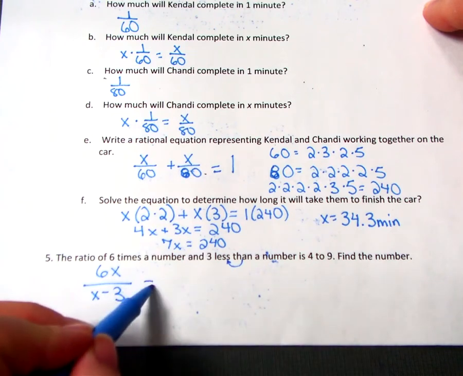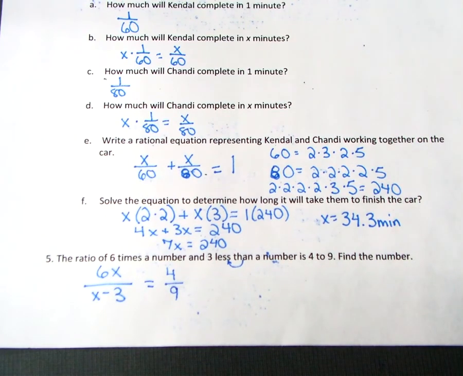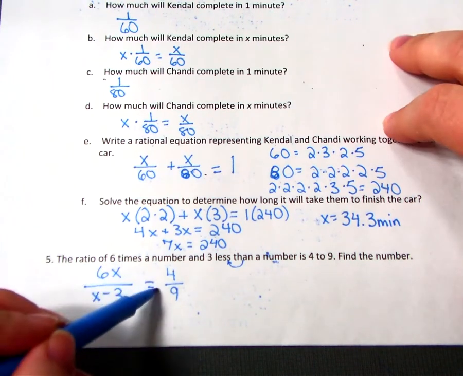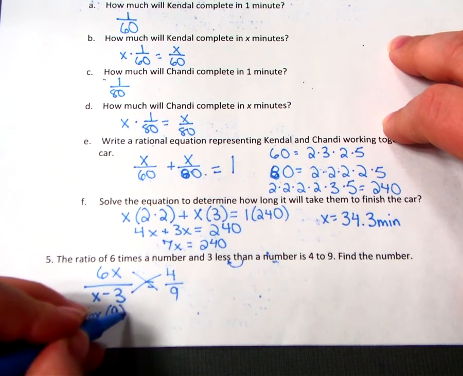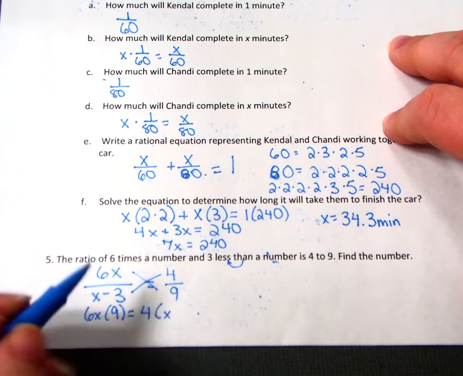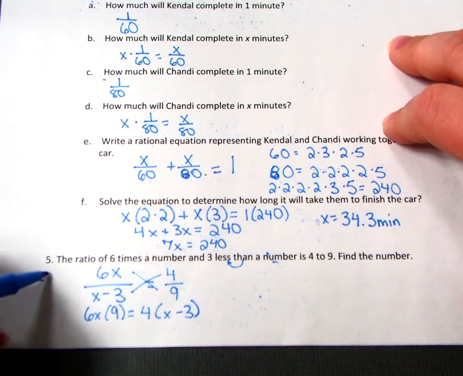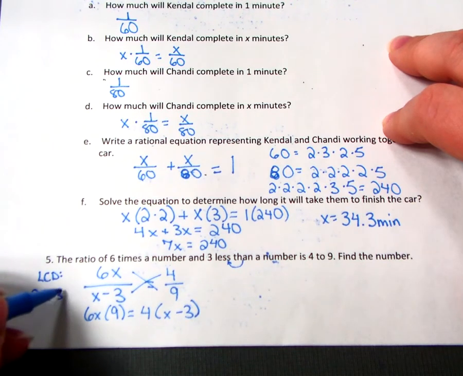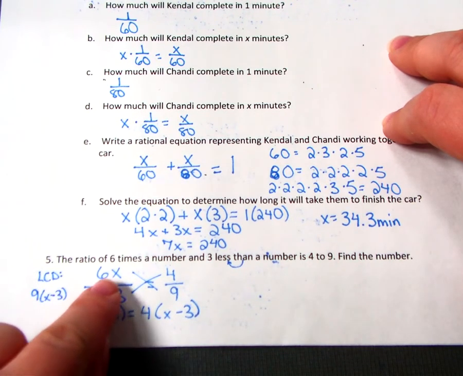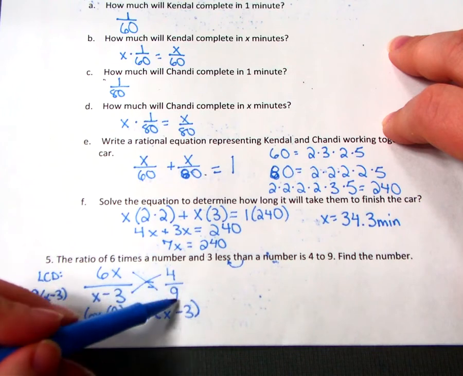Now this looks suspiciously like a proportion, in which case we can just cross multiply. So I have 6x times 9 equals 4 times x minus 3. You might also notice that if I had found the LCD of this, which is 9 times x minus 3, that when I'm cross multiplying, I'm only multiplying by what it's missing. It already had an x minus 3, it needed a 9. It already had a 9, it needed an x minus 3. So either way you go about this, you should still get to the same spot.